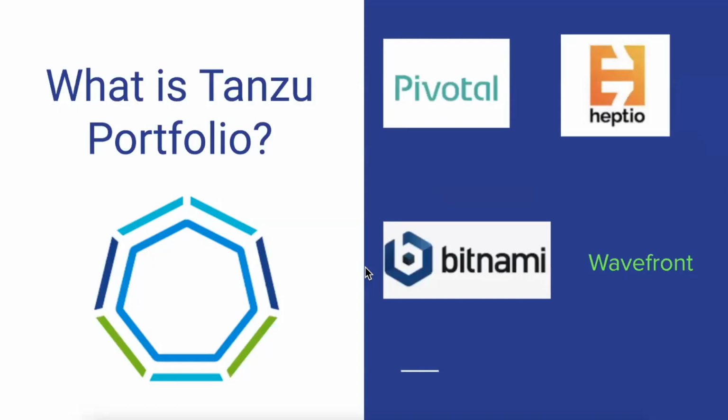So first things first, what is the Tanzu portfolio? And before I talk about products, it's important to understand that in the last few years, VMware has done several acquisitions, starting from Pivotal, Heptio, Bitnami, Wavefront. The combination of the product capabilities that they have is what is forming the Tanzu portfolio. And obviously now VMware keeps adding more and more features, more and more products. But essentially, the Tanzu portfolio is a combination of products and capabilities provided by some of these vendors or the companies who are now part of VMware.